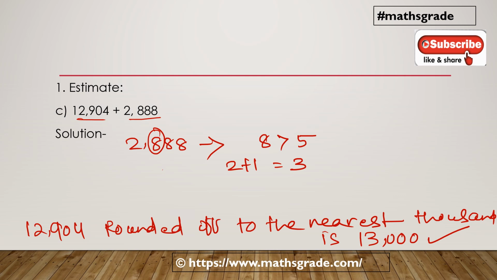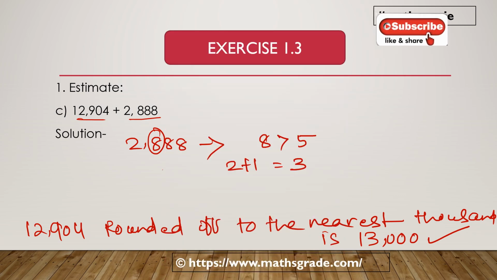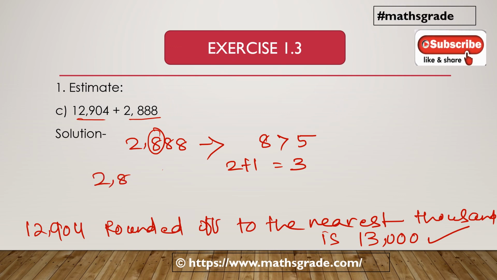The digits 8, 8 and 8 in 100 place, tens place and unit place, just write down 0. So 2,888 rounded off to the nearest thousand will be 3000.